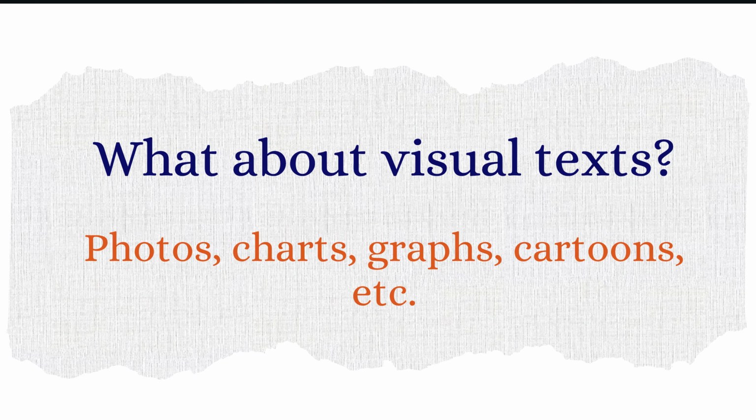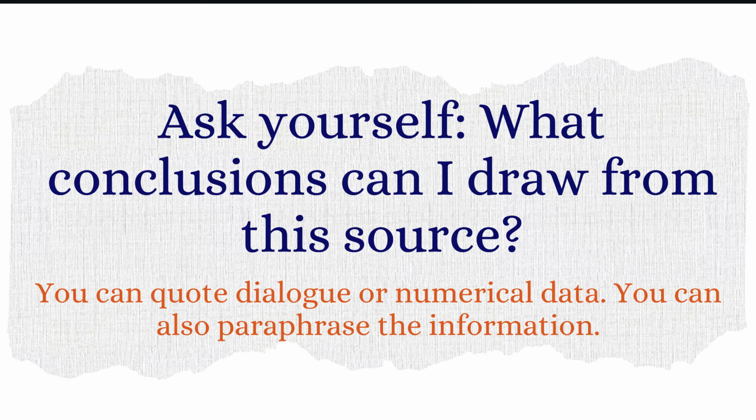Now you might be wondering, what about a visual text? You're guaranteed at least one visual text among your sources. Sometimes the College Board even includes two. A visual text can be a photo, a chart, a graph, a cartoon, anything that's not a written passage. When going over a visual text in class, I ask my students to do bullet points at the bottom of the source, and I ask them what conclusions can they draw from the source itself.